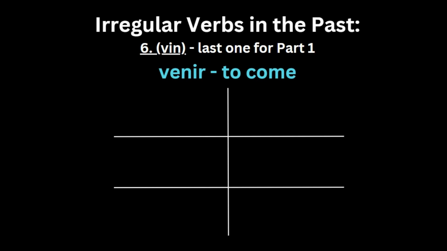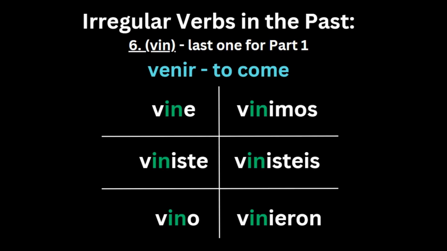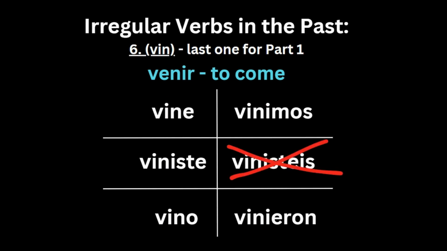Rather than following the normal pattern of verbs ending in -ir, venir changes all of its conjugations in the past. Yo vine, I came, tú viniste, you came, and so on. I suggest knowing all pronouns except vosotros because it's a useful verb to know in the past.